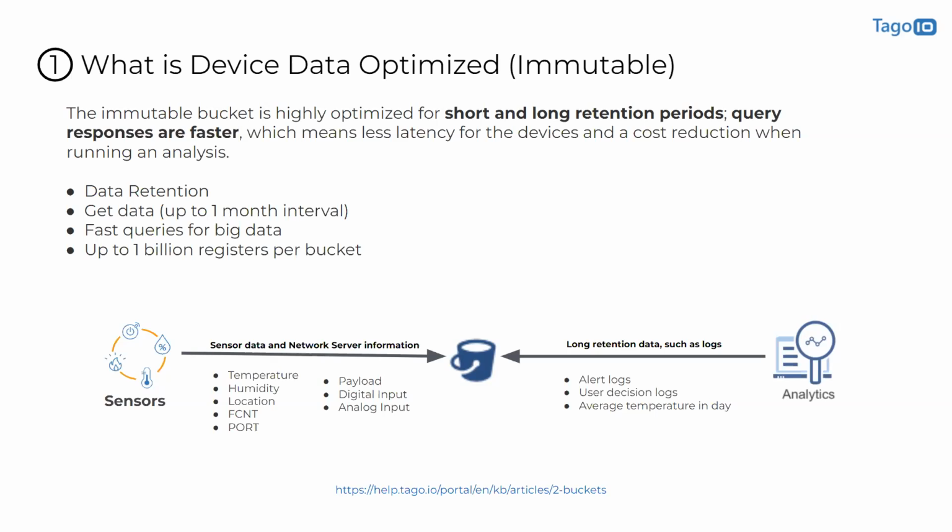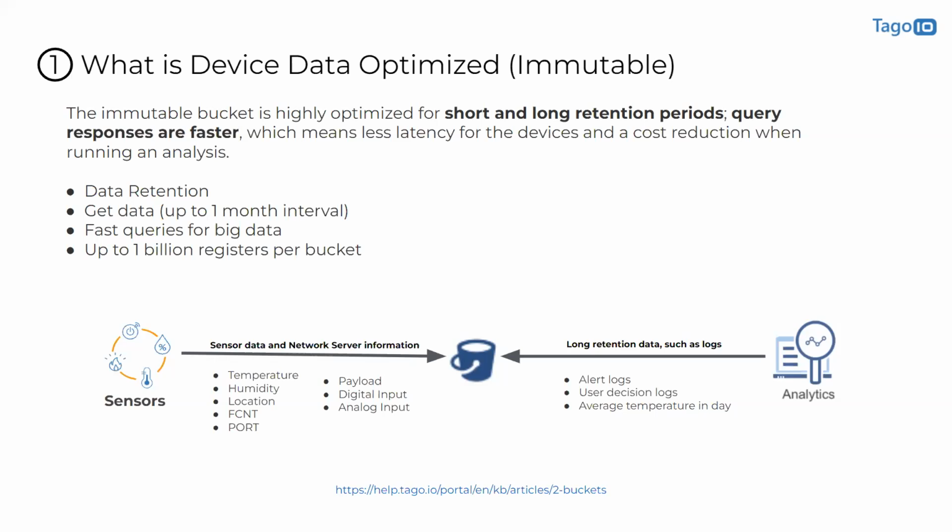But it is also a very important kind of bucket if you want to hold logs or user decisions and any other permanent register, like getting the average temperature in a day, and you want to keep this information stored for, let's say, 2 years, 4 years. So immutable device is exactly the kind of bucket that you want to use in such cases.